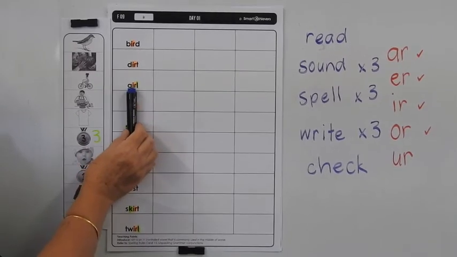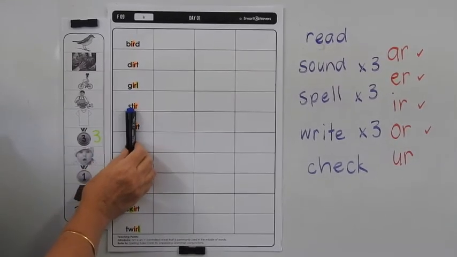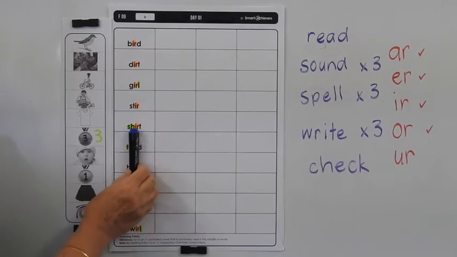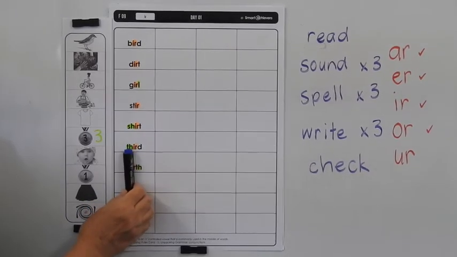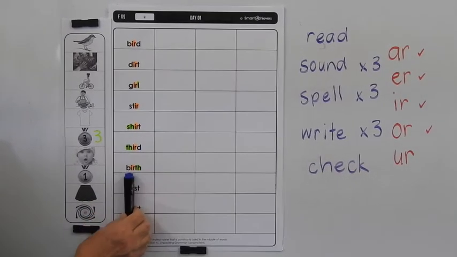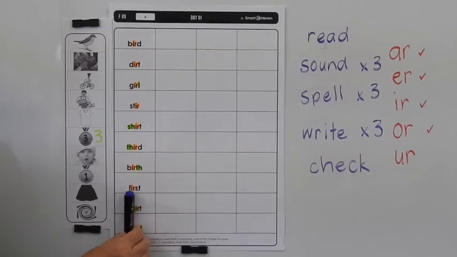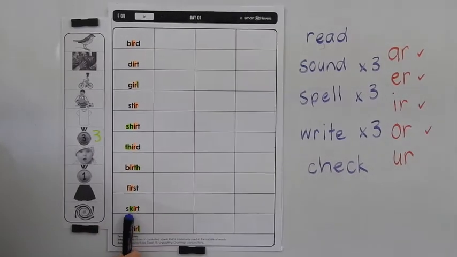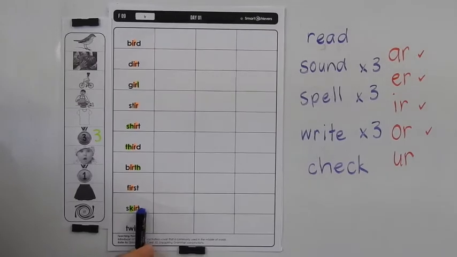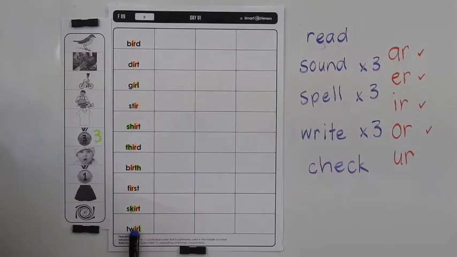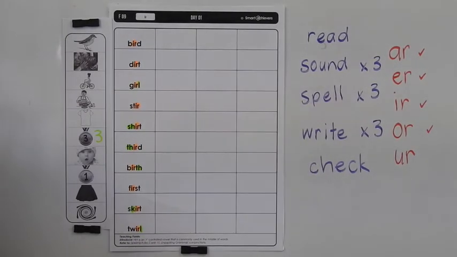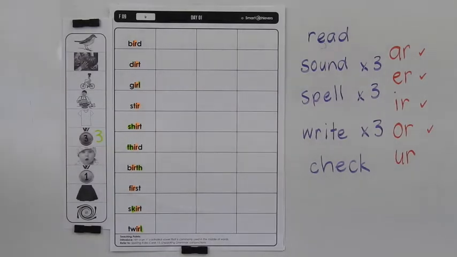So we've got bird, dirt, girl, stir, shirt, third, birth, first, skirt, twirl. Now there's quite a bit of other information in this list for you too.